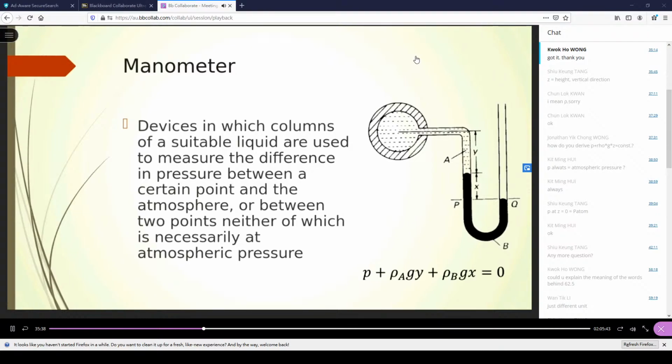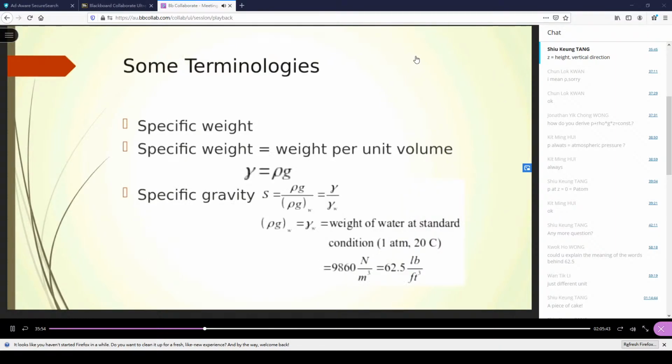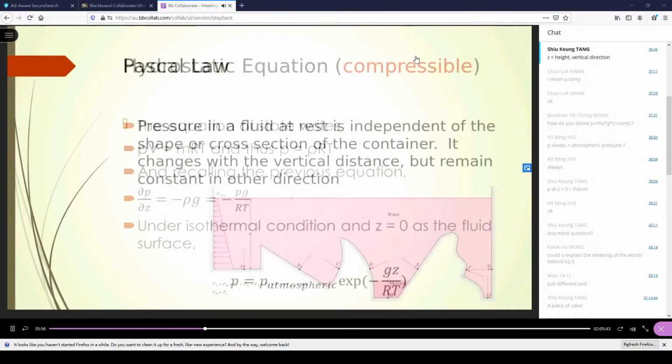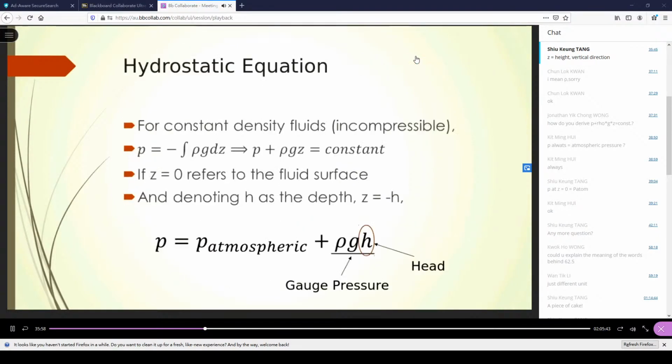Height, right? And then the vertical direction in our discussion. Right. Next one. What does P mean in rho gh? What is P in P equals rho gh? Pressure here, right?